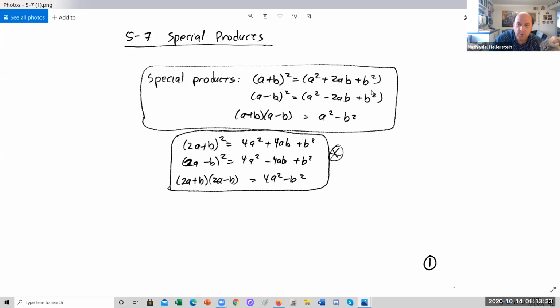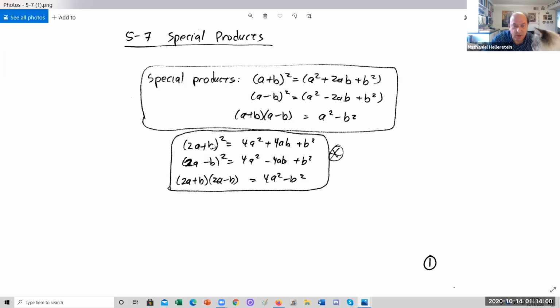I call this first one the 121 rule because of the 1, 2, and 1 here. If you take 10 plus 1, that's 11. Squared is 121. So it fits. And I call this one, sum times difference equals difference of squares, the 99 rule, because if you have A be 10 and B be 1, then this is 11 times 9 equals 100 minus 1, both 99.